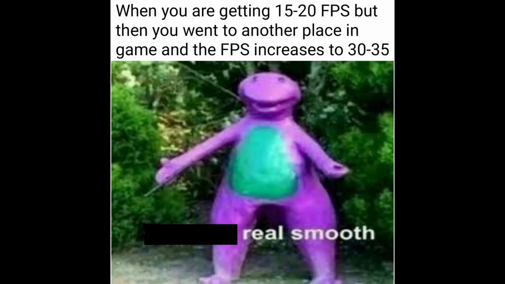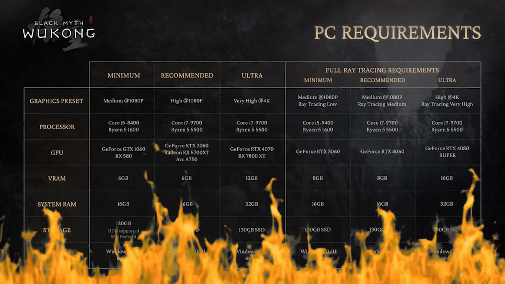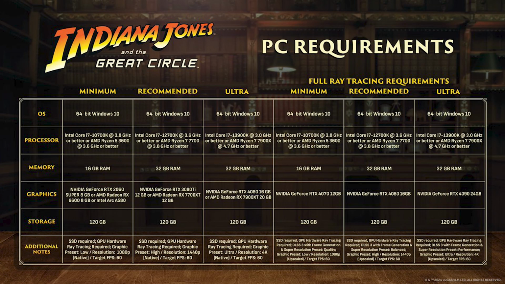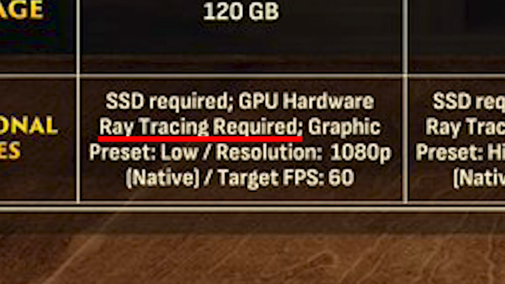2024 has been a very interesting year for PC gamers. Wukong was very intensive, S.T.A.L.K.E.R. 2 had some people worrying for their PCs, and now the new Indiana Jones game is forcing ray tracing on capable cards. And if your card isn't capable, then you'll need to find a different game.